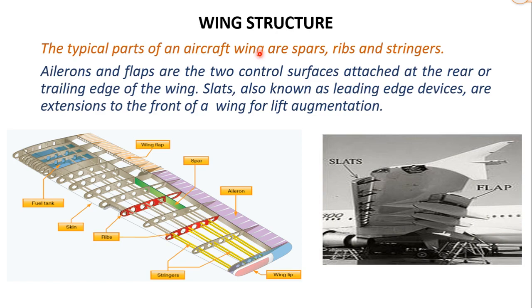The typical parts of an aircraft wing are spars, ribs and stringers. Wing ribs give the shape of the wing. Spars are the main members of the wing; all the load carried by the wing is ultimately taken by the spars. In flight, the force of the air acts against the skin. This force is transmitted to the ribs and then to the spars. This is the fuel tank. In most of the modern aircrafts, the fuel tank is either an integral part of the wing structure or consists of containers inside the wing.